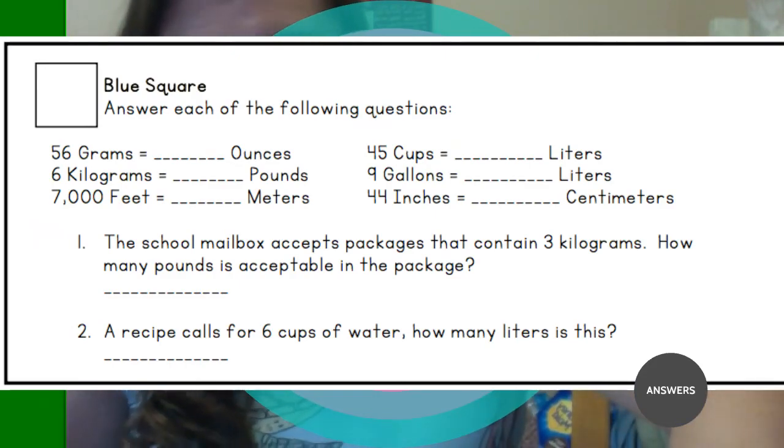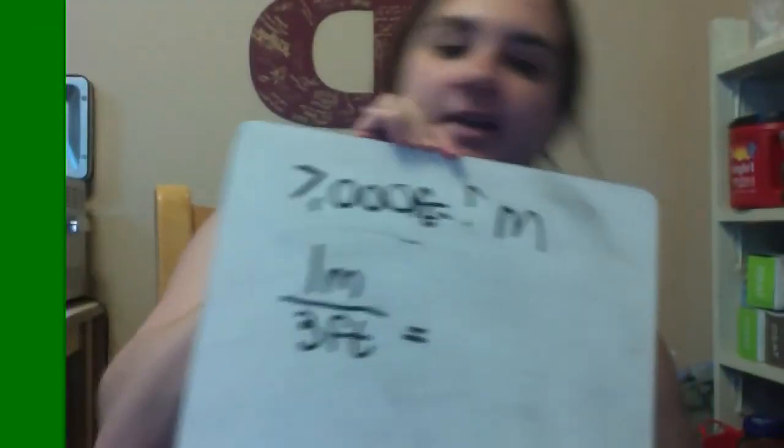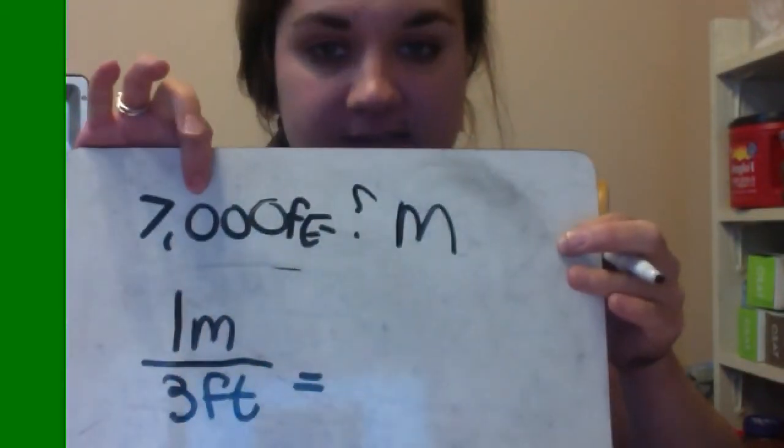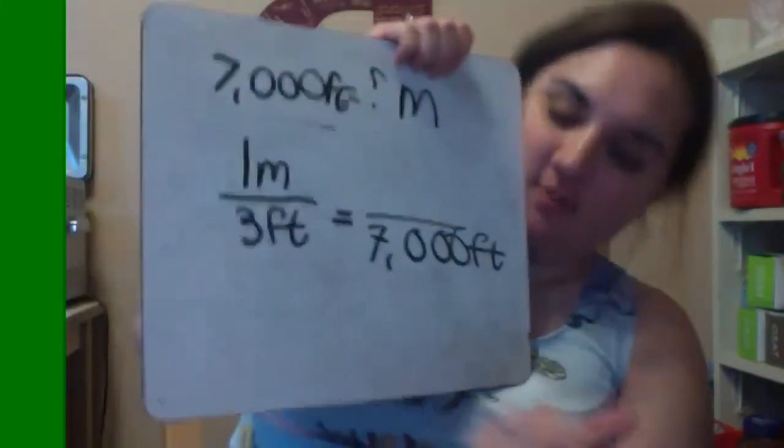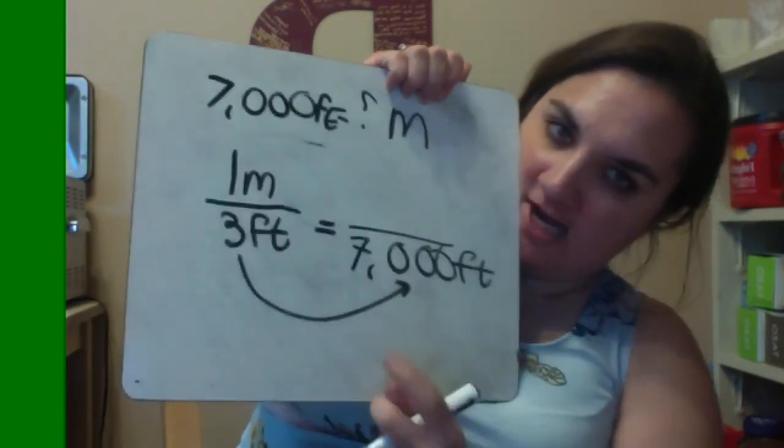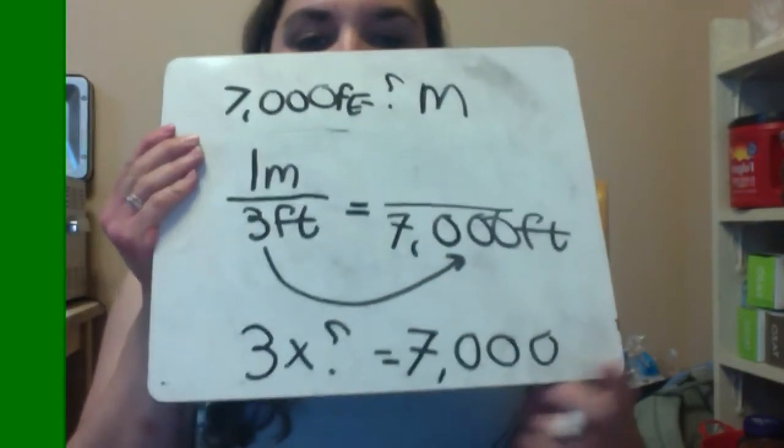in my question, I'm looking, do I know feet or do I know meters? I know feet. So what I'm going to do is I'm going to keep feet with feet and meters with meters. So I'm going to go 7,000 feet. Let's try our algebra method again. Because I need to go 3 times what equals 7,000. I'm going to write that out as a number sentence. 3 times question mark equals 7,000.